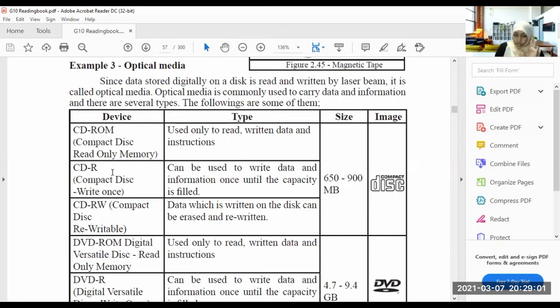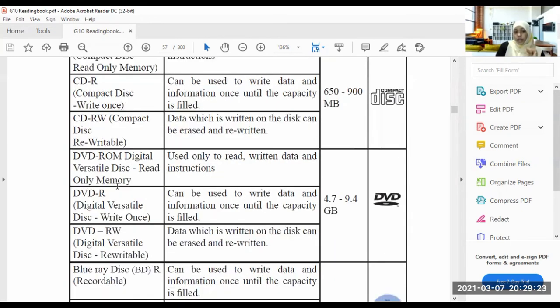CD-RW is compact disk rewritable. Here you can write and then erase the written data and write again. Okay, it is erasable. You can rewrite data and information on it. So the size of these CDs is from 650 to 900 MB.